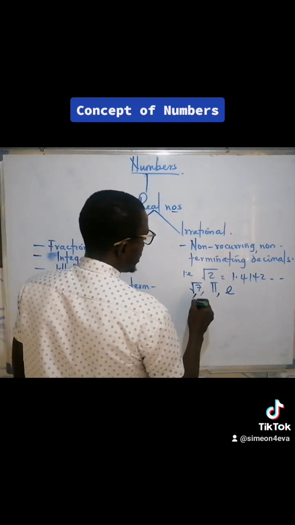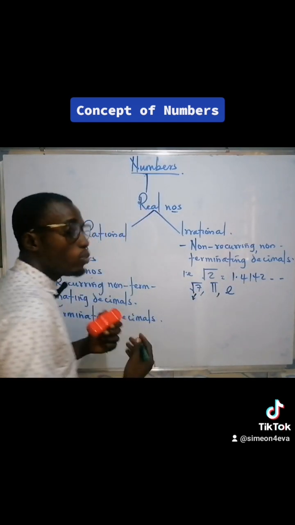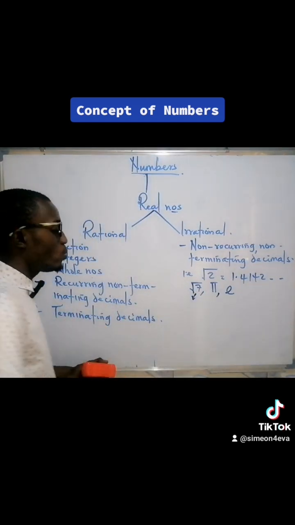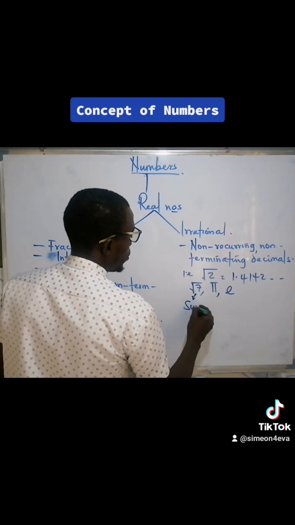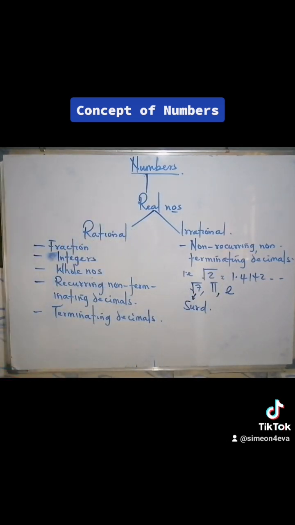And the square root of a number or square root of a rational number which doesn't give you a whole number is what is called a surd. So root 2 is a surd, root 7 is also a surd.